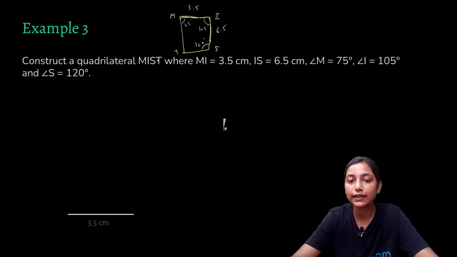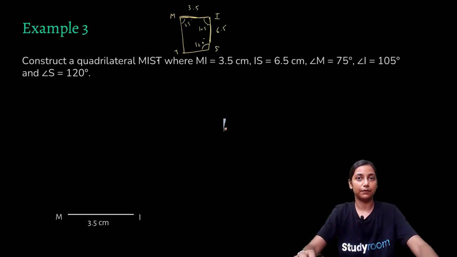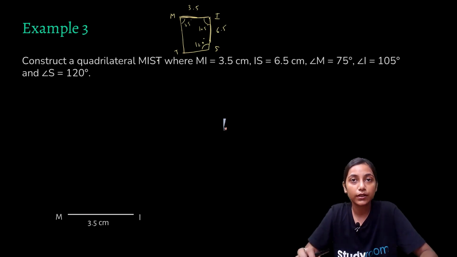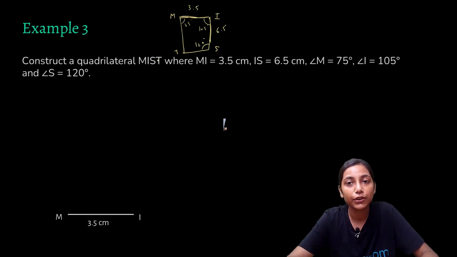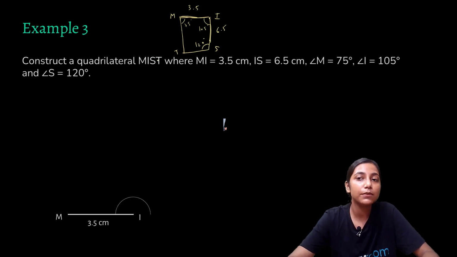How will we begin? We first take a line segment MI that was given to us, 3.5 centimeters. So use a ruler, use a scale, to draw a line segment MI of measurement 3.5 centimeters. Now what do we know? We know that angle M is 75 degrees and angle I is 105 degrees. You can use a protractor in order to make these angles.